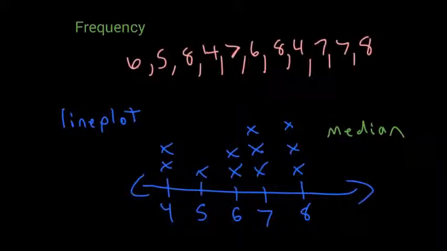So you just start counting. I got 1, 2, 1, 2, 1, 1, 1, 2, 1, 2. So the one in the middle would be 7. So our median equals 7.